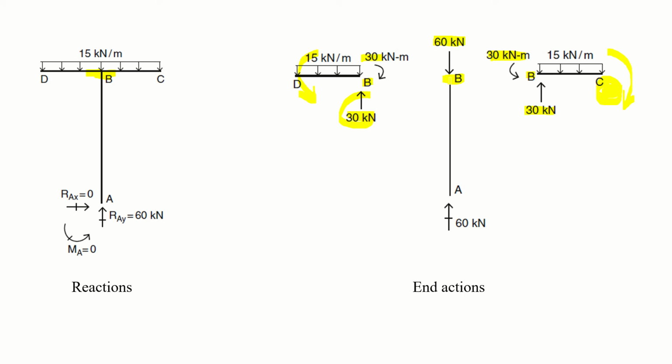Okay. Now coming to the bending moment. 30 kilonewton is acting clockwise and 30 kilonewton in counterclockwise. So these both will cancel each other and there will be no bending moment. So okay, joint B is in equilibrium.